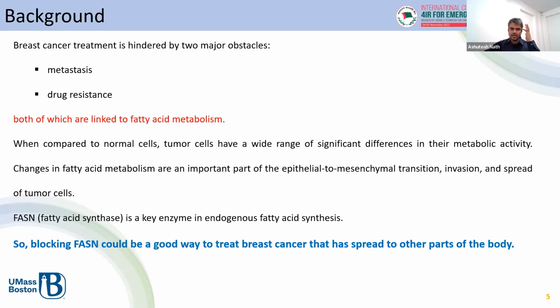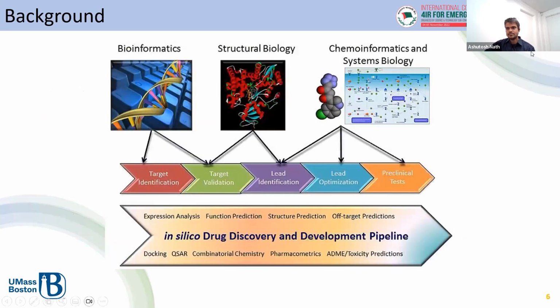These two causes are linked with fatty acid metabolism. When comparing normal cells and tumor cells, there is a wide range of significant difference in metabolic activity. Fatty acid synthase, FASN, is the key enzyme in fatty acid synthesis. So blocking FASN could be a good way to treat breast cancer that has spread to other parts of our body.